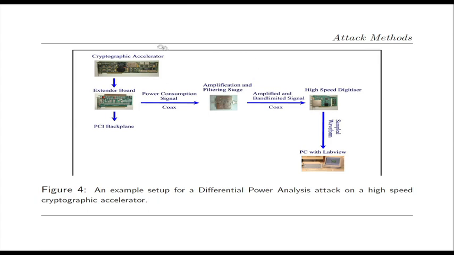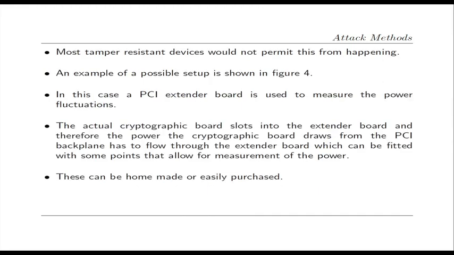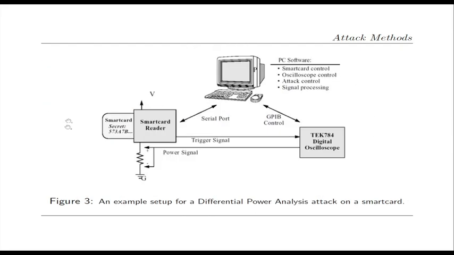Here is the hardware to run the cryptographic, say encryption or decryption, algorithm, and it may take power from the PCI back plane. So, we need to have an extender board, which captures the power signal and ultimately sends it to this PC to analyze. This is a little more complicated than the simple smart card. This is the simple smart card.